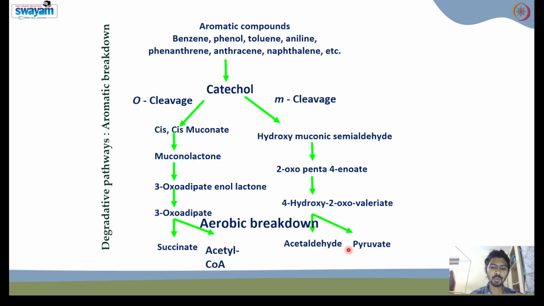And we all know that pyruvate is the product of glycolysis, and eventually it will go into the TCA cycle and then ETC for production of ATP and biosynthesis of cells. So this is how the various classes of aromatic compounds are converted into a key intermediary product called catechol, which again converts into simpler products through various enzymatic degradation mechanisms.